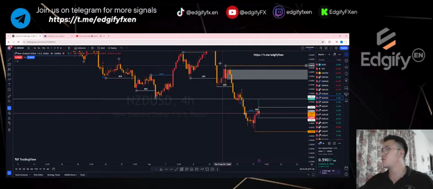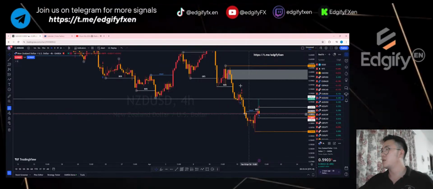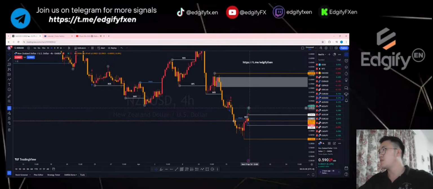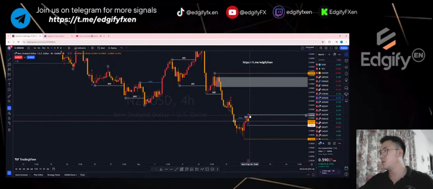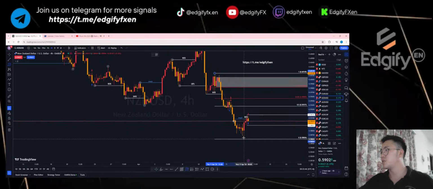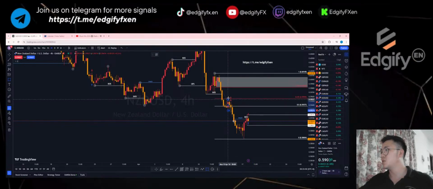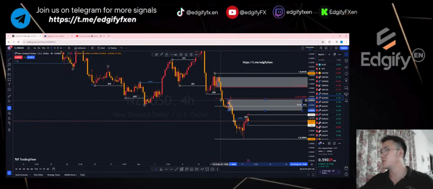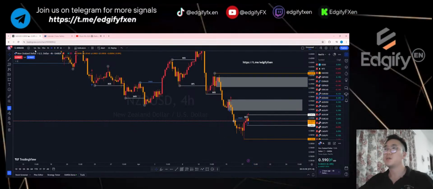So NZD USD, I have the range from here to here. I'll be looking to see if there's any possible entries, because right now I need to see a proper retracement here. Okay, so if there's a proper retracement for NZD USD, we will be looking at the first zone, which is here, take a sell. And then the second one will be here. All right, so I'm just going to keep this in view at the moment.